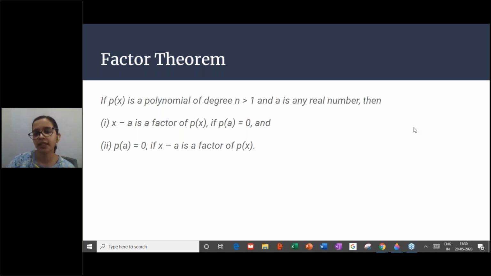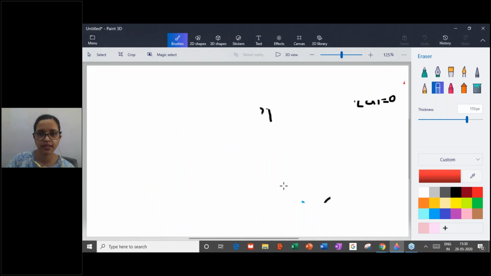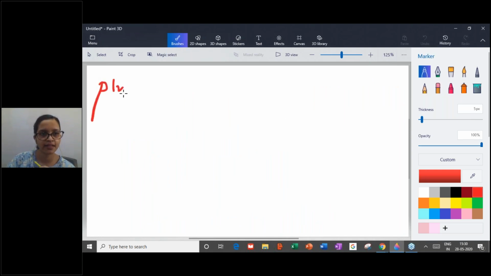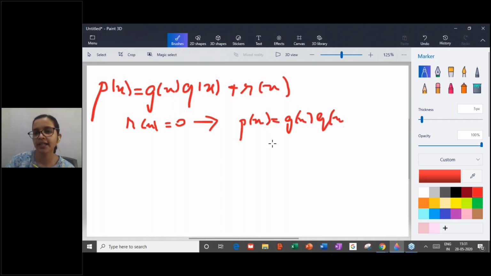Okay, kind of clear, getting the hang of it? If you see, it's revolving around the remainder theorem itself. So it's just one equation. What equation am I talking about? This equation, that p of x is equal to g of x into q of x plus r of x. So both these theorems are revolving around just one equation. What does the factor theorem say? When r of x is 0, this equation automatically reduces to p of x is equal to g of x into q of x, which means it's completely divisible because it only has the quotient, right? That's all it says, that is the factor theorem, in a short gist.